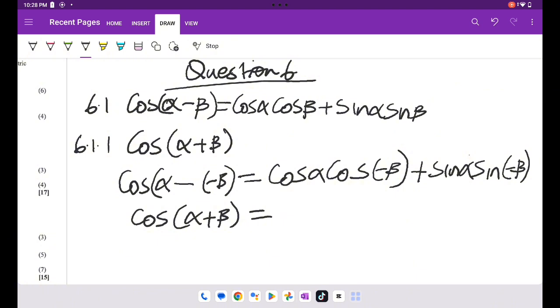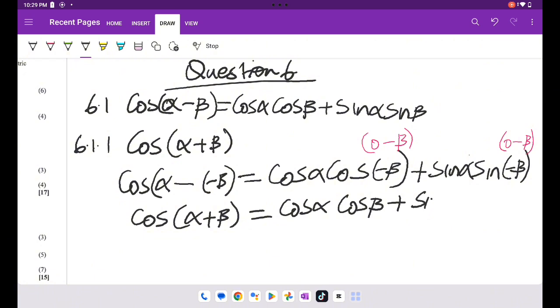Now, a negative beta is actually the same as 0 minus beta. If we rewrite this, it is 0 minus beta. So 0 minus beta is actually in the first quadrant. No, it's in the fourth quadrant. So this one doesn't change, it's just cos alpha. Cos is positive in the fourth quadrant and it doesn't change, so it will just be cos of beta.